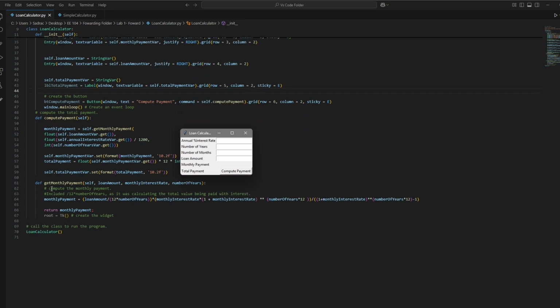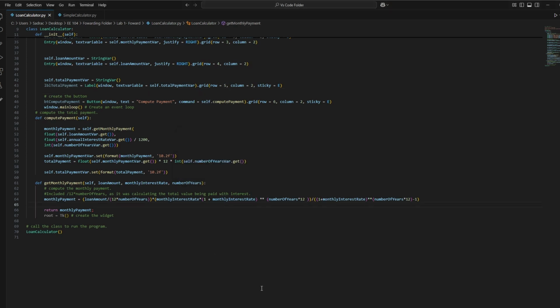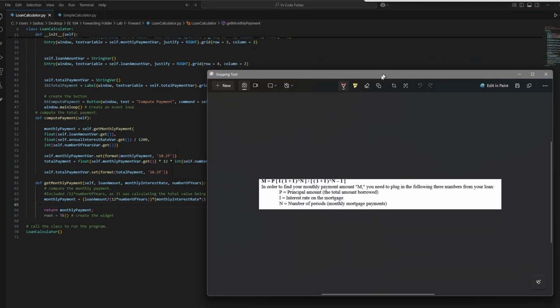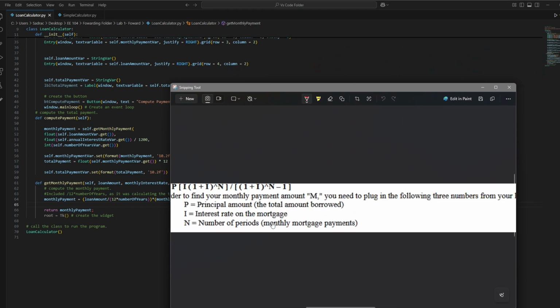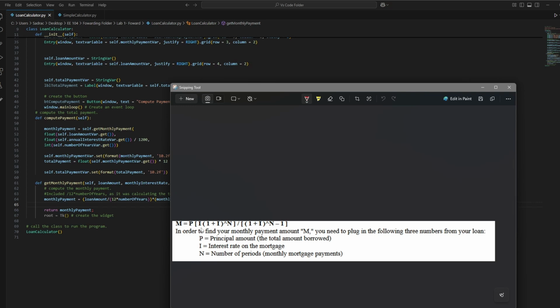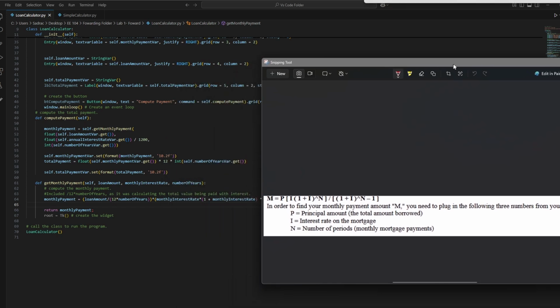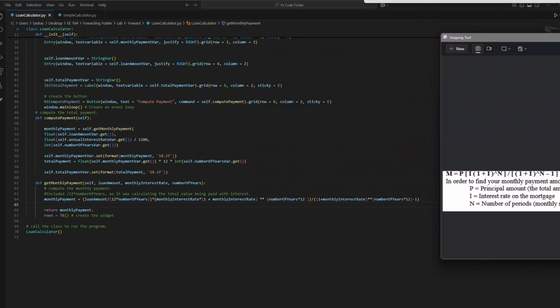And then this is where we actually do the calculation, which is just a function that takes the loan amount, the monthly interest rate, and the number of years. And we would be using this formula here, which would take the principal, the interest rate, and then the number of monthly mortgage payments. And this would be correlated to this general expression here.